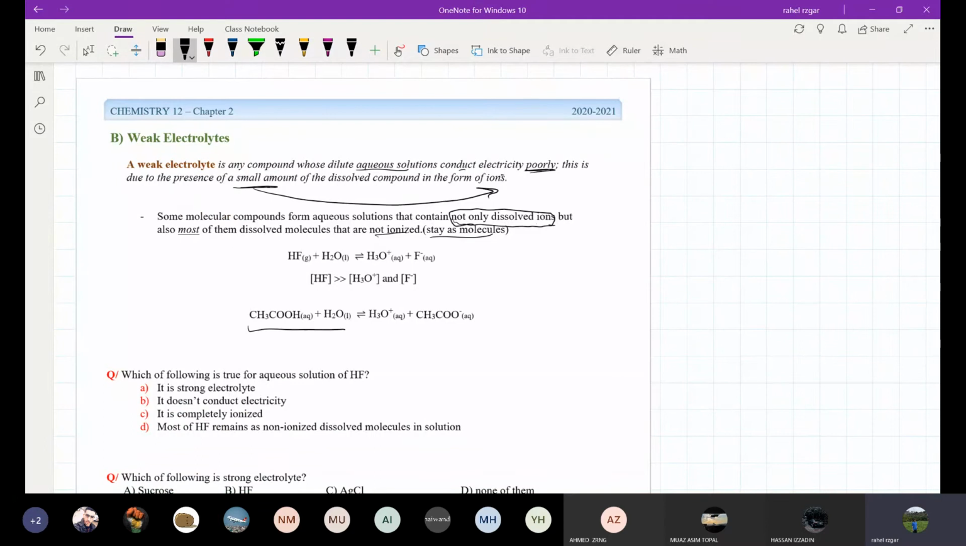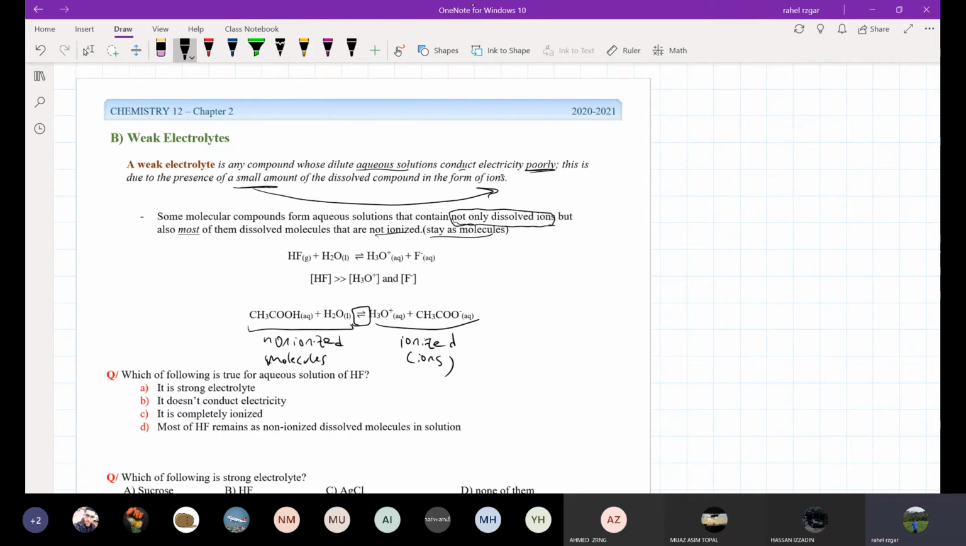So this part is the non-ionized molecules. They are just molecules. This part, they are ionized. So they are ions.